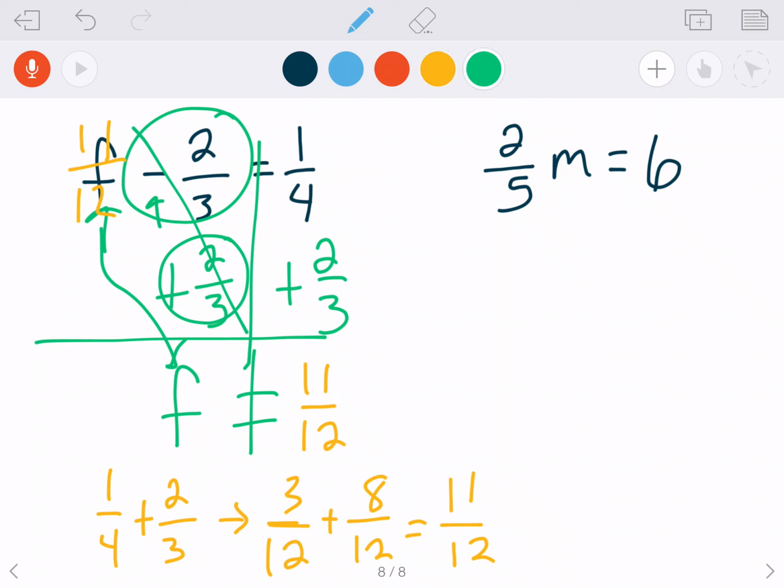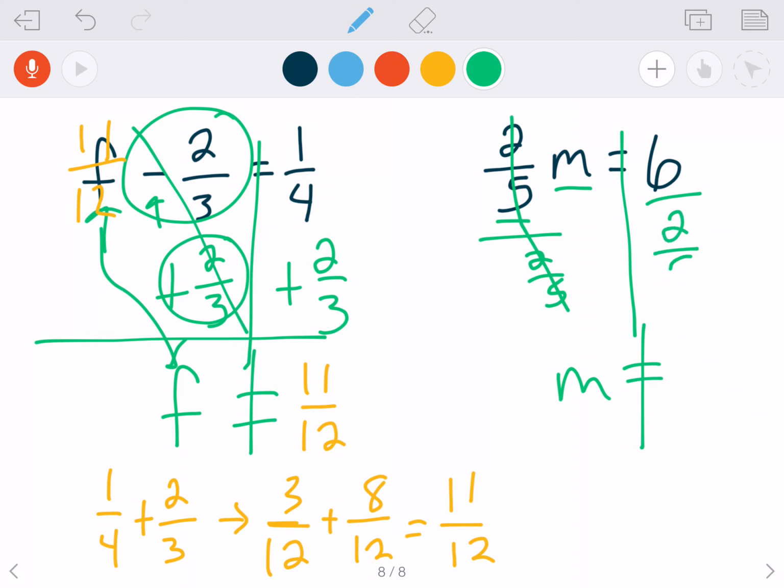For the second one, 2/5 m equals 6. What operation is happening? A number beside a letter is multiplication, right? So that's multiplying. We need to divide. I want to divide by the same number so that this cancels out and gives me my m, right? So I'm going to divide by 2/5 here.